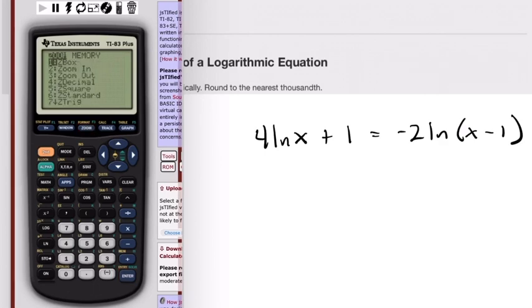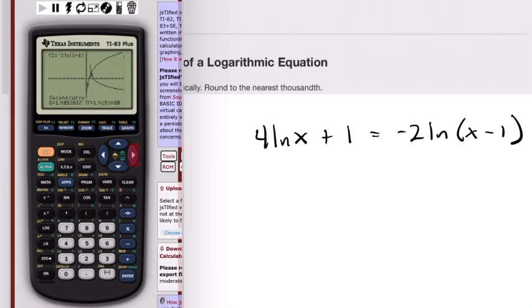I'm just going to hit zoom standard. It's going to go 10 in all directions, and we'll adjust it. We'll zoom out if we need to. So 6. So we got lucky here. Okay. So then we want to see where these intersect. So I'm going to hit second trace to access calculate, and I want option number 5 for intersect. So my first curve, I'm just choosing a point on my first curve. And then the second curve, there it is.